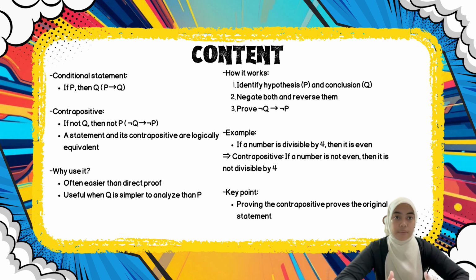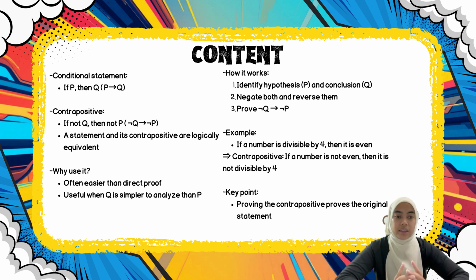How does it work? First, we identify the hypothesis and conclusion. Second, negate both and reverse them. Third, we prove it. As an example, if a number is divisible by 4, then it is even. Now, we identify which is the hypothesis and which is the conclusion. As we know, a number is divisible by 4 is the hypothesis and it is even is the conclusion.